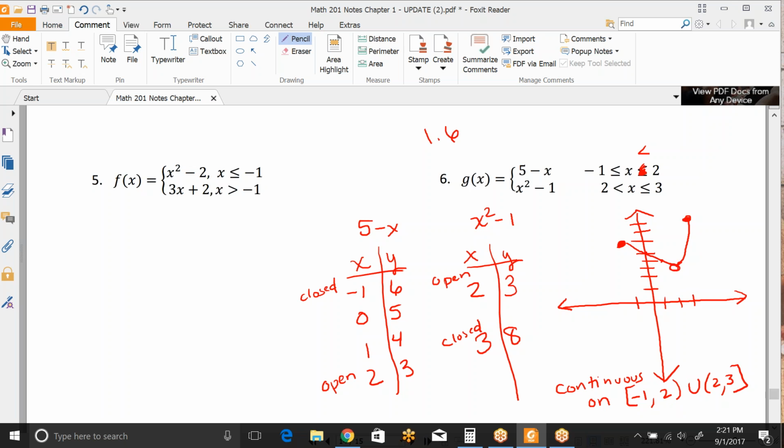And that's all I wanted to show you, just another example of what a piecewise function could do. It doesn't always have to be continuous. All right, that's the end of the video.